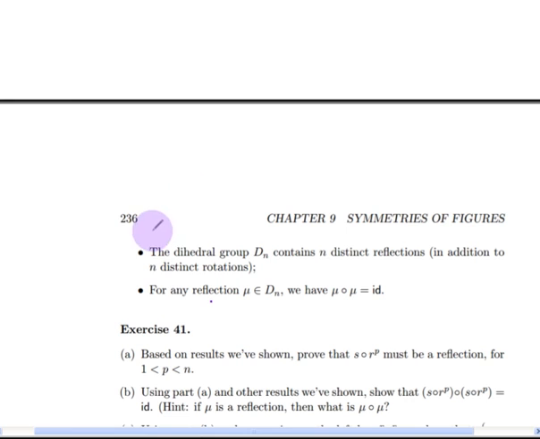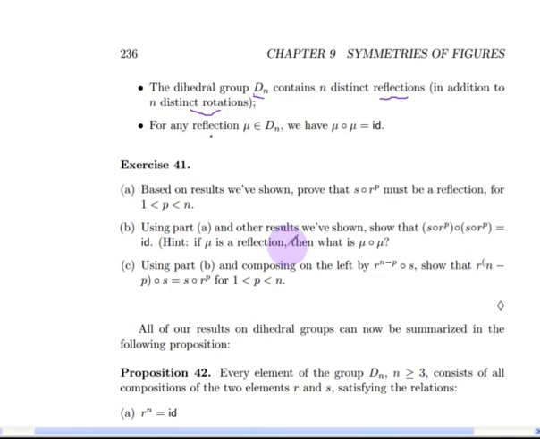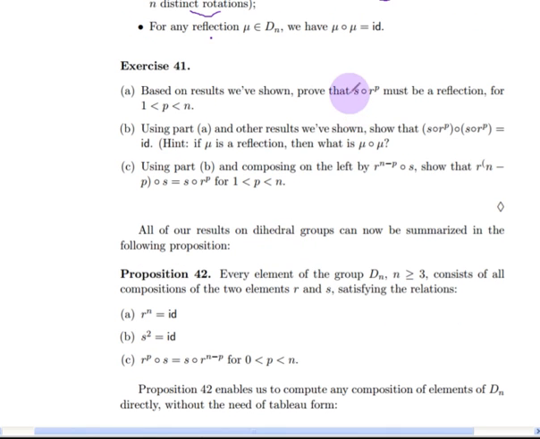This theorem formalizes the result that the dihedral group Dn contains n reflections as well as n rotations. All right. So that means every time you rotate and then do the standard reflection, that must be a different reflection.